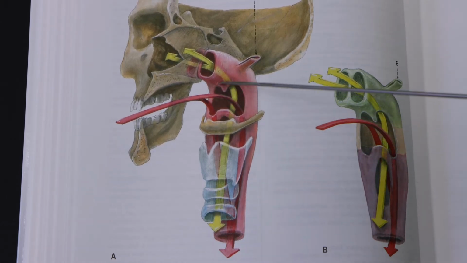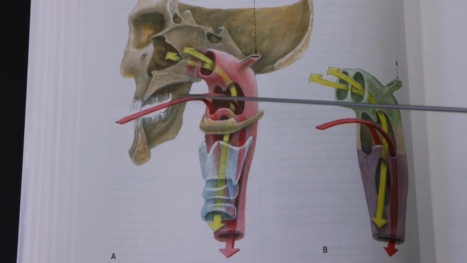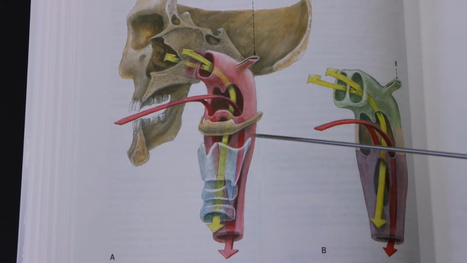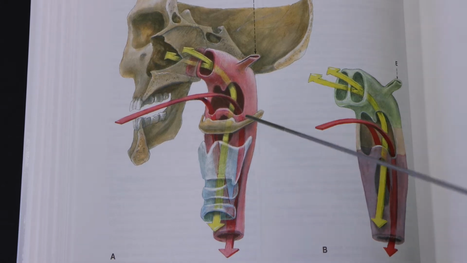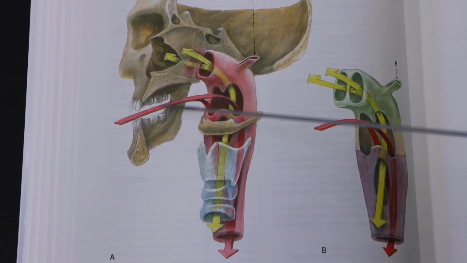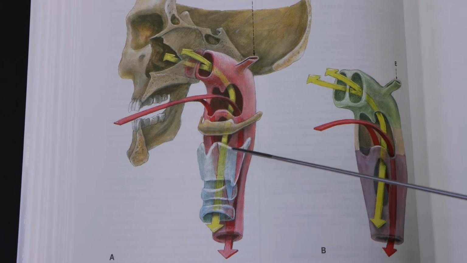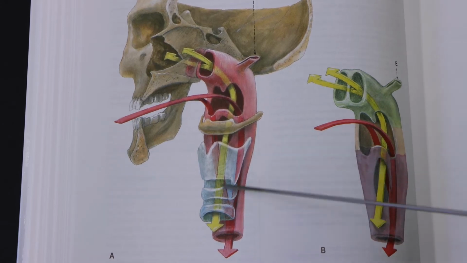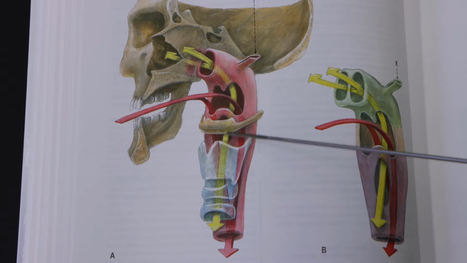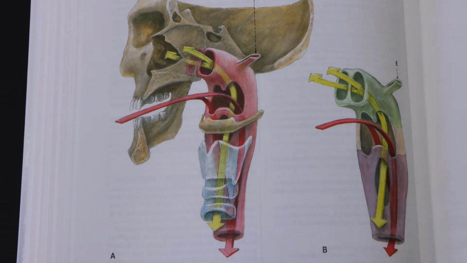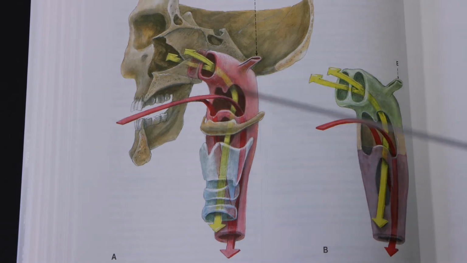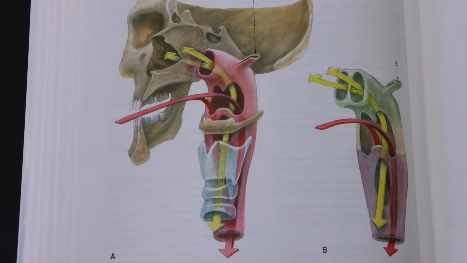Then the communication of the oropharynx with the oral cavity is this opening, which is called isthmus of fauces. It's the place where the oral cavity proper communicates with the oropharynx. And finally, the laryngopharynx communicates with the larynx through this opening, which is called the laryngeal inlet or aditus laryngis, which we discussed in the respiratory tract, larynx section. So those are the communications of the different parts of the pharynx with the neighboring structures.